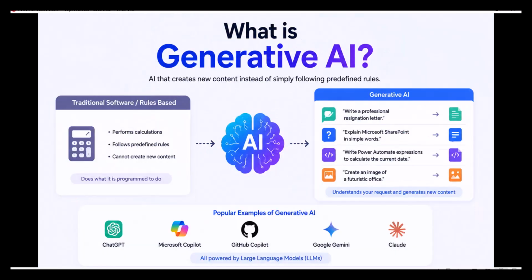So now let's understand another important term, generative AI. Generative AI is artificial intelligence that creates new content instead of simply following predefined rules. Think about a calculator. A calculator only performs calculations. It can't write a story. It can't answer a question. It can't summarize a document. But generative AI is different. It understands your request and creates something completely new.